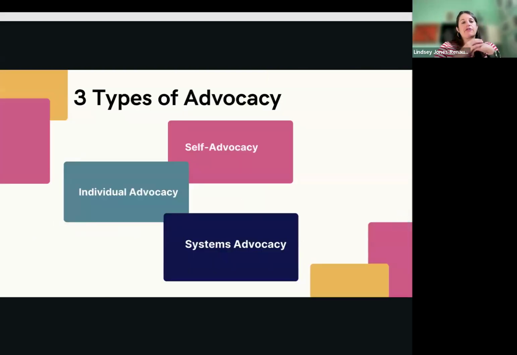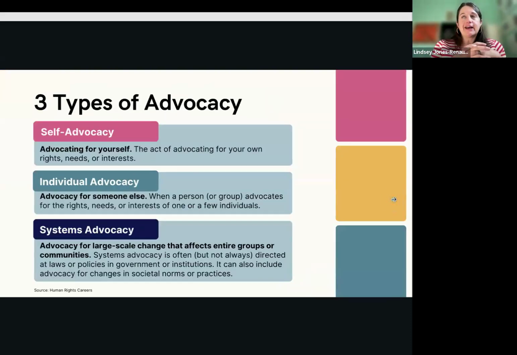So there are 3 types of advocacy: self-advocacy, individual advocacy, systems advocacy. Now, let's talk about each one of these. So self-advocacy is like advocating for yourself. It's the act of advocating for your own rights, your needs, or your interests.